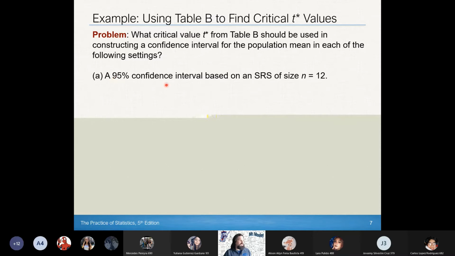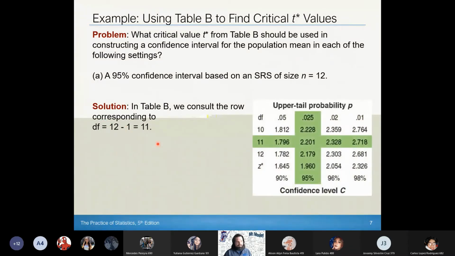So A, we have a 95% confidence interval based on an SRS of size n equals 12. In table B, we consult the row corresponding to degrees of freedom equals 12 minus 1 equals 11. So on table B, there is a column for degrees of freedom. We find 11, right? And then on the bottom of table B, there's the confidence levels. So we'll find 95%, find the intersection of those, and that gives us a t star of 2.201.